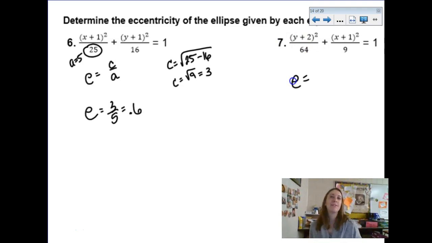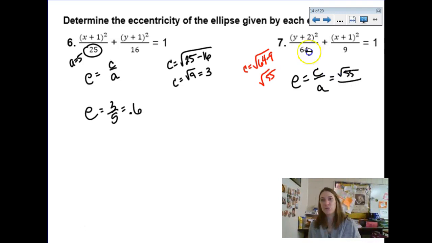Eccentricity, same formula, C over A. I don't know C yet, but if I calculate it, it is the square root of 64 minus 9, so that's the square root of 55. Which I didn't convert to a decimal, so we'll just go with it. Square root of 55 over the A value, which will be the square root of that, which is 8.